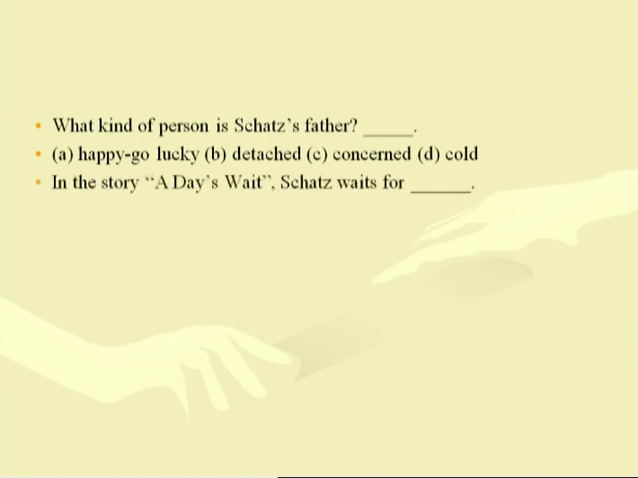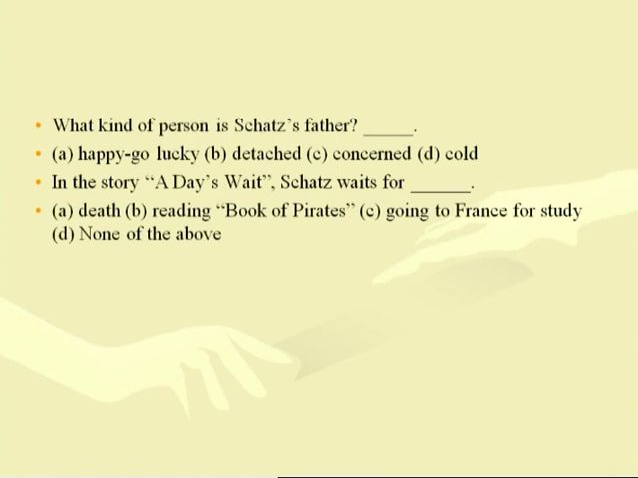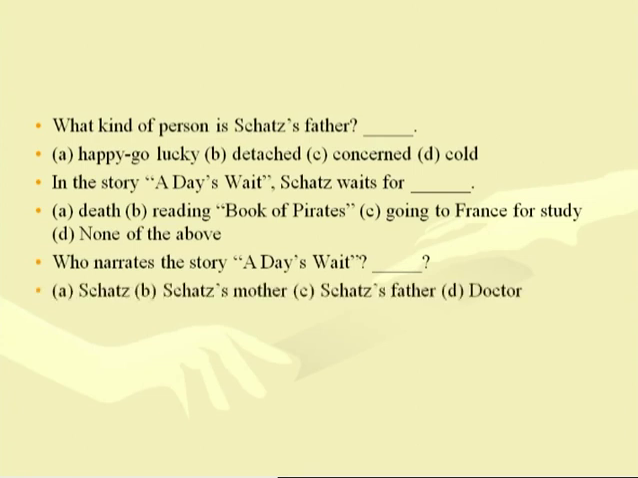C. In the story, A Day's Wait, Shaz waits for dash. It is death, reading book of pirates, going to France for study, none of the above. The correct answer is death. Another question. Who narrates the story A Day's Wait? Shaz, Shaz's mother, Shaz's father, doctor. Correct answer is C, Shaz's father.